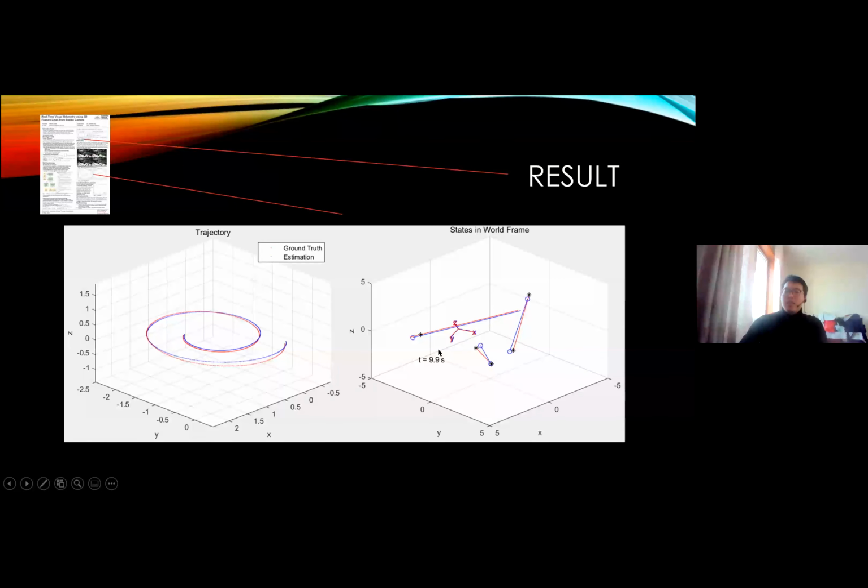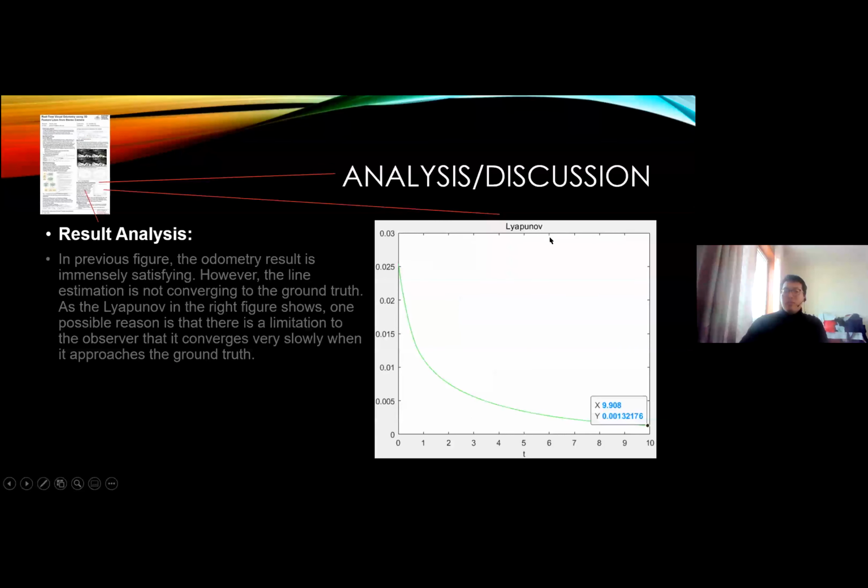The lifted state of the observer's performance is here. As you can tell, in the first 2 seconds it converges very fast, and then at 10 seconds it converges very, very slowly. As far as I consider, it's possibly caused by the approximation we made when designing the innovation function delta. But the overall performance is okay because it's decreasing.